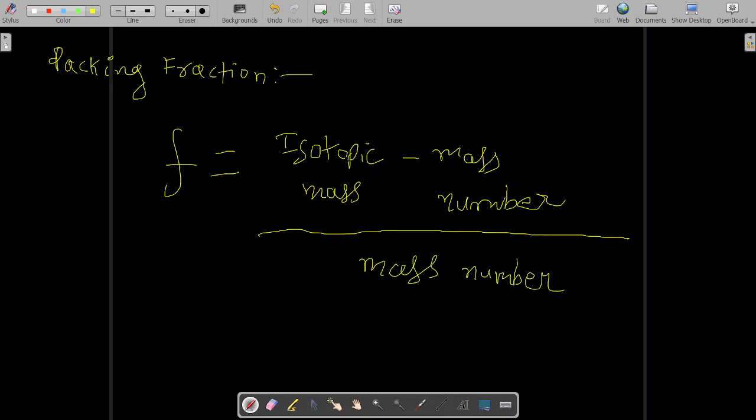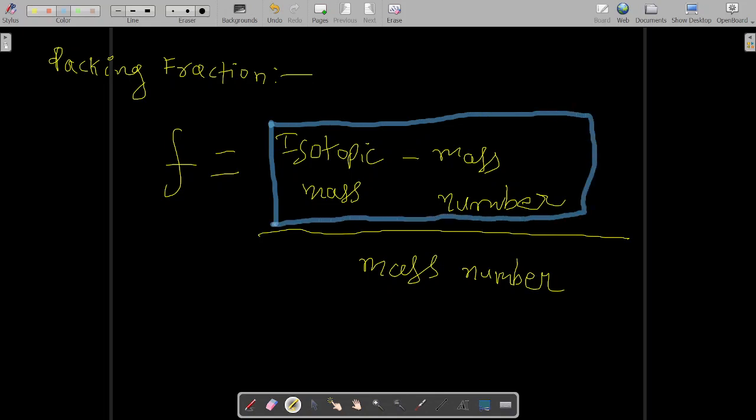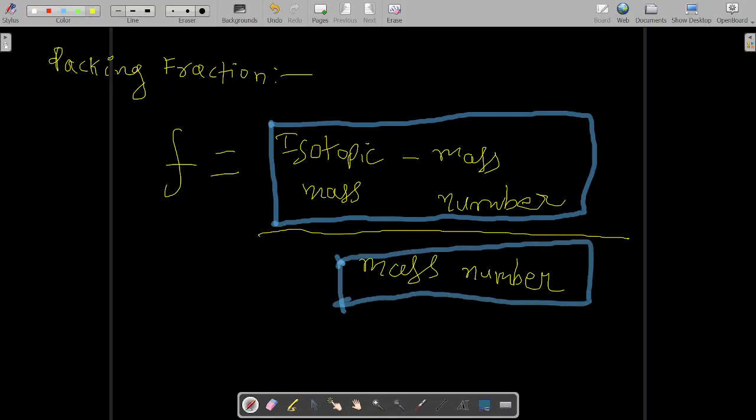Now, do not call it mass defect. It is very different. Packing fraction is the ratio of the difference of the actual isotopic mass of the nucleus and its mass number, with its total mass number. You must know this, you must be aware of this.